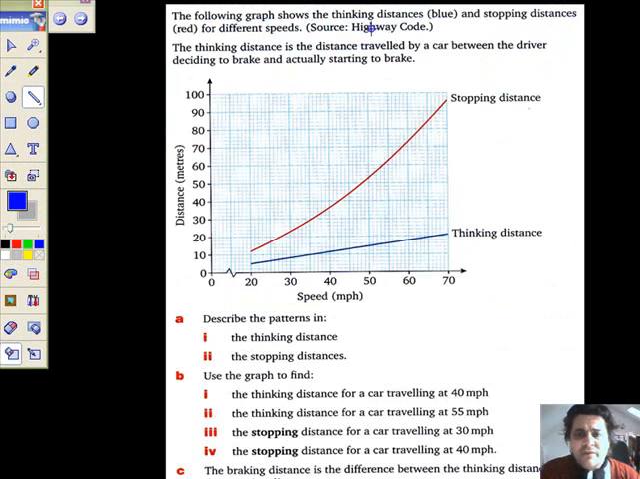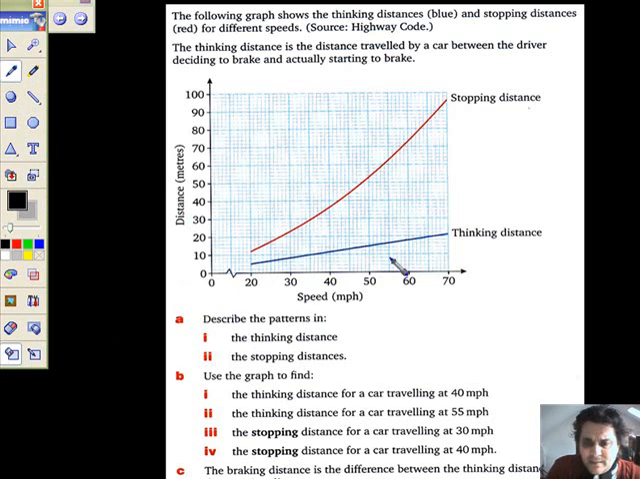Right. The following graph shows the thinking distance in blue and the stopping distances in red for different speeds, and that's come from the Highway Code booklet. The thinking distance is the distance travelled by a car between the driver deciding to brake and then actually braking. So I think I'm going to brake now. In the meantime, the car has gone forward while you were thinking about it. Right, describe the pattern in the thinking distance. So what's happening?